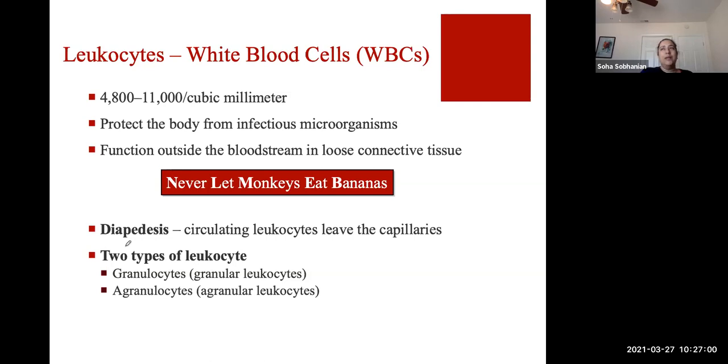So these are really cool because red blood cells cannot leave the blood vessels, right? They're just stuck in there. But white blood cells have the flexibility to seep through the capillaries and get out of the blood vessels and go into the site of injury, which is a really cool characteristic to have.